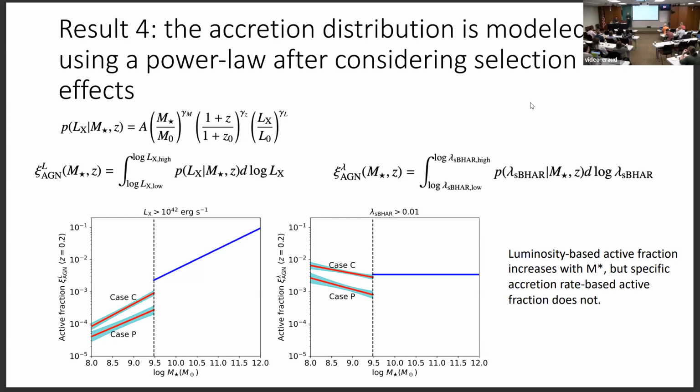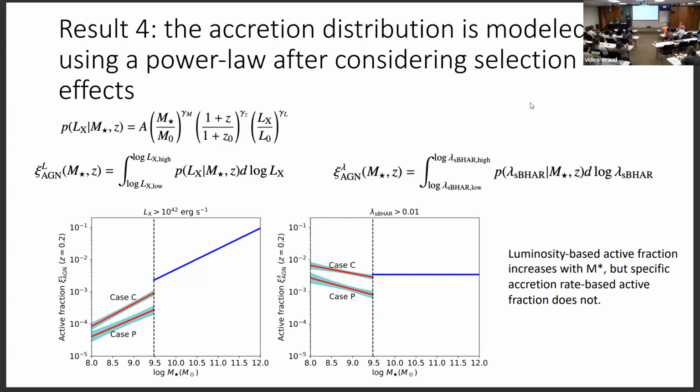And we have two ways to define AGN fraction. One is the luminosity-based AGN fraction, where we call the source an AGN if its luminosity is above a threshold. The other is a specific accretion rate based AGN fraction, which uses lambda_sBHAR, defined as the X-ray luminosity divided by stellar mass times some constant to mimic the Eddington ratio.